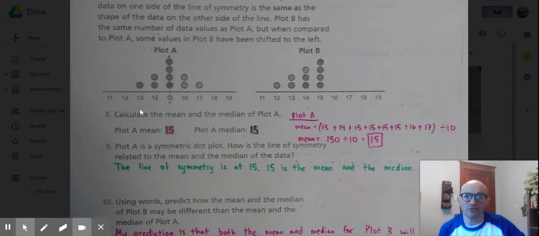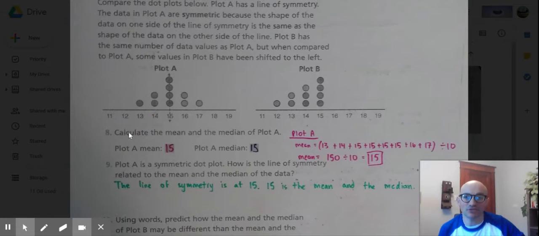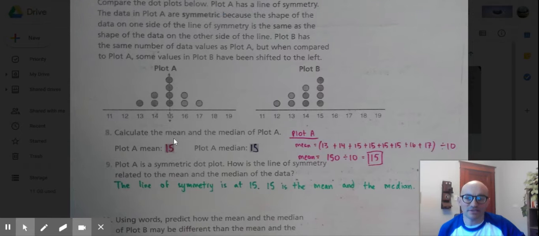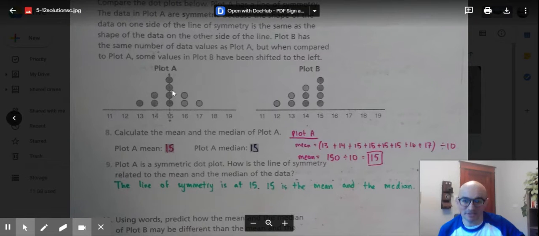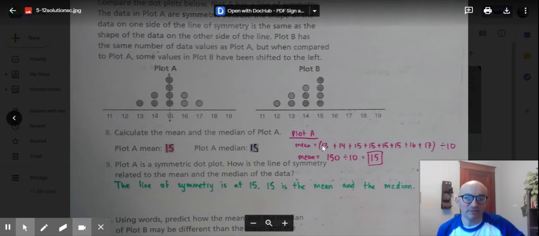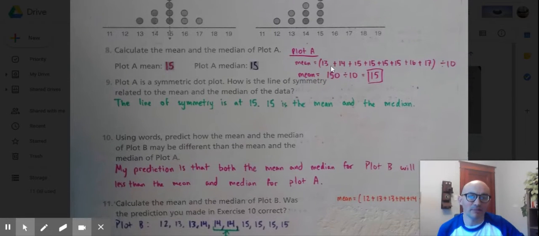So let's get into solving these, answering these questions here. It says calculate the mean and median of plot A. So plot A, of course, is this data set here. Well, the median is the center value or the middle value, and we can tell that that is going to be 15.